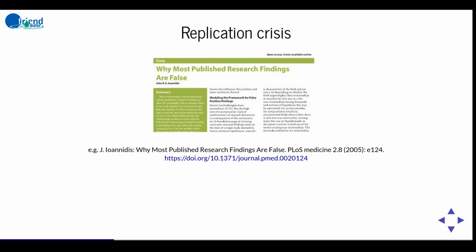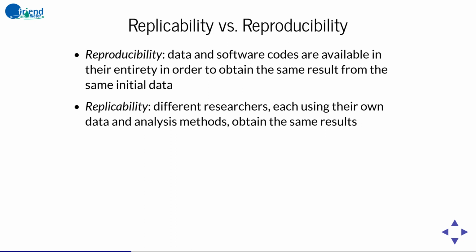You might have come across the term replicability crisis or also reproducibility crisis. In general, that means that often it is not possible to reproduce the results of scientific publication. The use of the terms replicability and reproducibility is inconsistent. However, reproducibility is usually understood to mean that data and software codes are available in their entirety in order to obtain the same results from the same initial data.